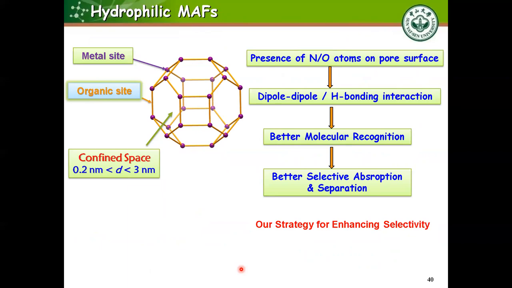It is well known that open metal sites, hydrophobic pore surface, and pore size of MAFs can play an important role in selective absorption and separation. However, we believe that in principle, a hydrophilic pore surface with exposed or naked nitrogen or oxygen atoms may play a more important role in selective absorption and separation. Because dipole-dipole interaction and hydrogen bonding interactions are stronger than hydrophobic interactions, providing better molecular recognition for selective absorption and separation.